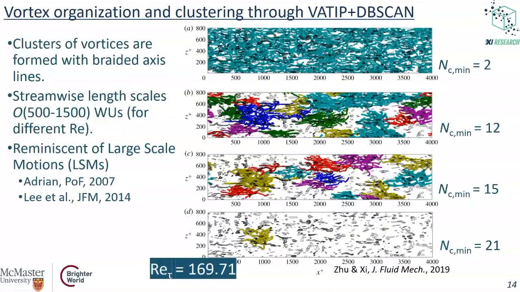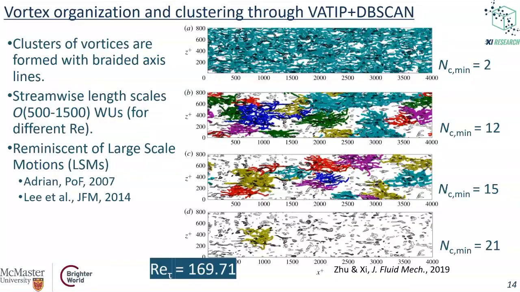Another thing we did is cluster analysis. What we did is use DBSCAN. That's a machine learning technique for classification, to identify which vortices belong to the same group. And the nice thing about DBSCAN is that the groups don't have to be identified based on geometric proximity, but you can actually group vortices based on how often they talk with each other, how often they interact with each other.